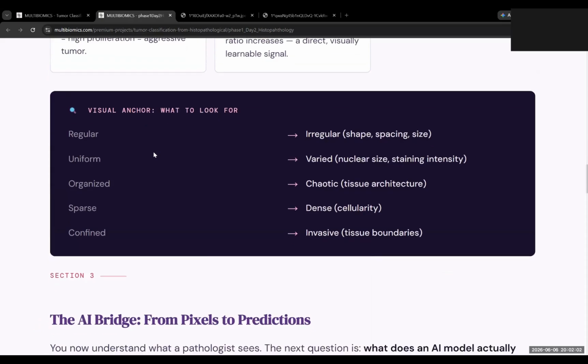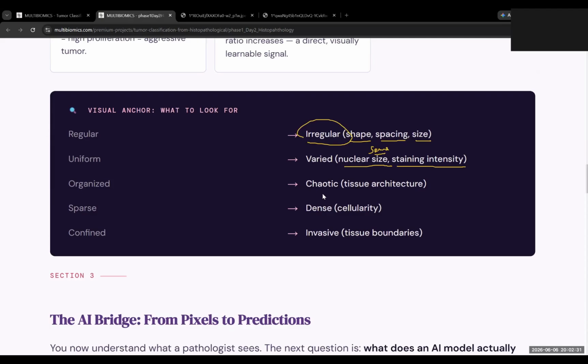So moving on further, visual anchors. What visual cues do you have to look for? What is the shape? How are they spaced? And what is the size? Whether they are irregular or not. Then you have to see the nucleus size. Is the nuclear size the same or varied? And how they are stained.